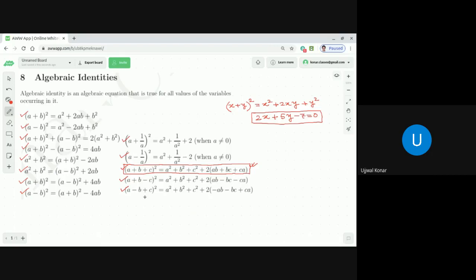Similarly, (a minus b plus c) whole square also goes in the same manner. A square plus b square plus c square plus 2 into minus ab minus bc plus ca. I hope you got it.